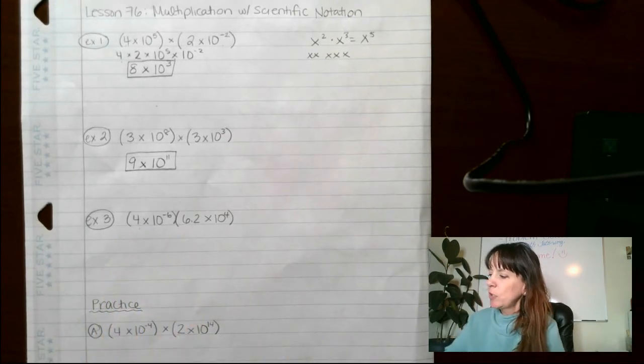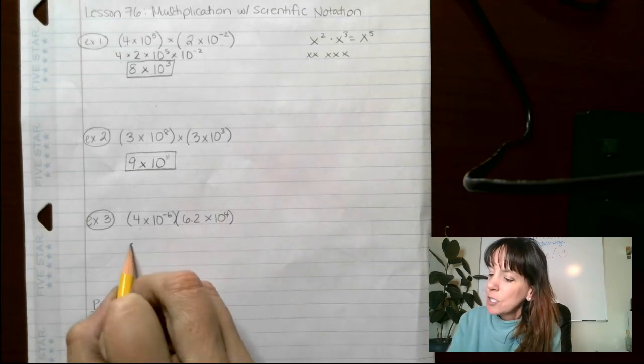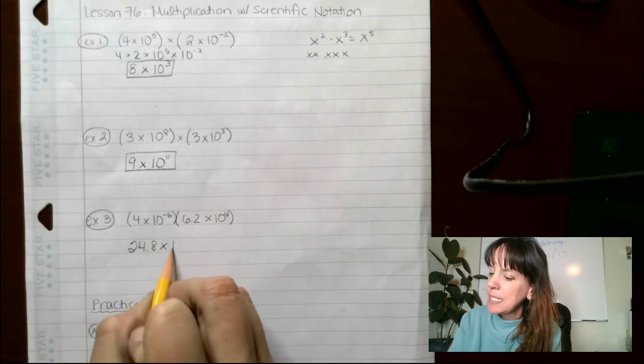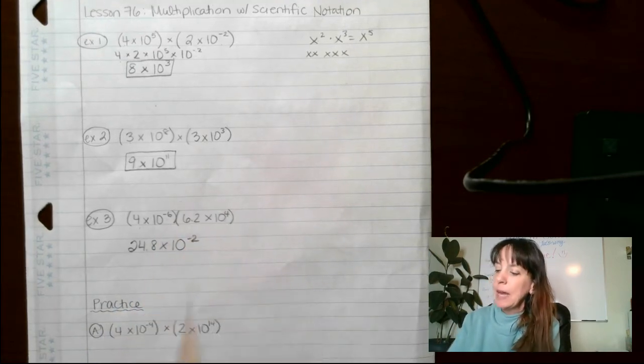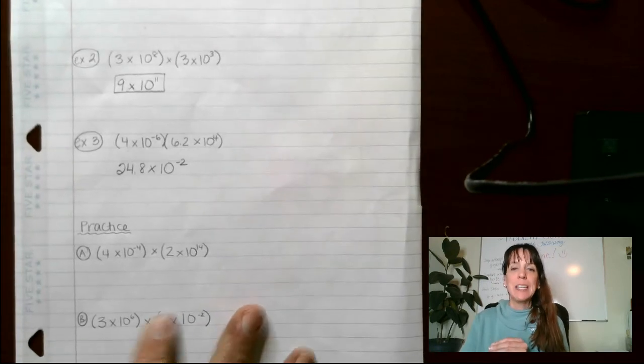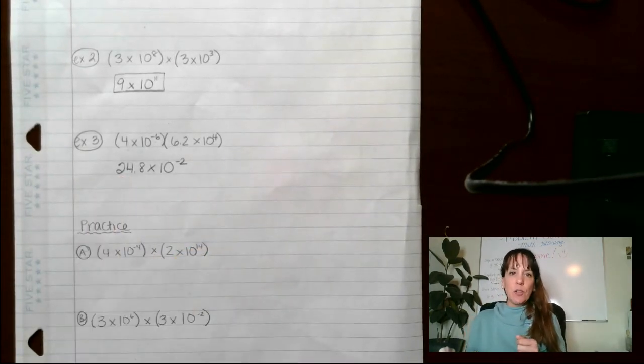4 times 6.2. In fact, that's what we're gonna do right now. 4 times 6.2 gives me 24.8. 24.8 times 10 to the negative 6 plus 4 gives me negative 2. Now, this is not in scientific notation. Again, it has to be greater than 1, less than 10.